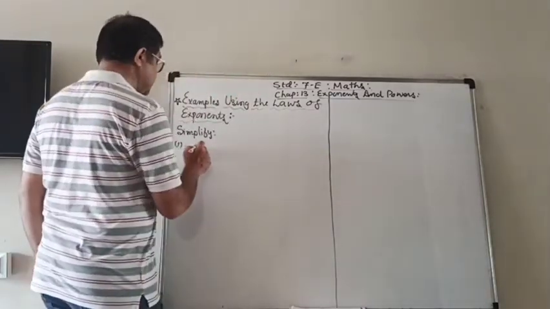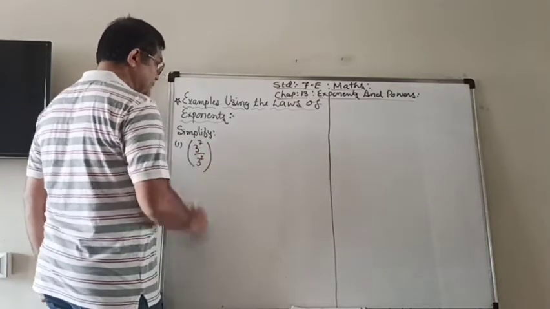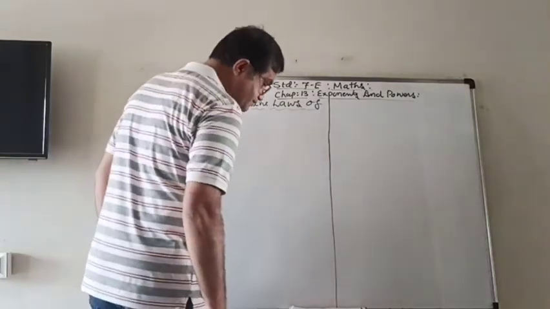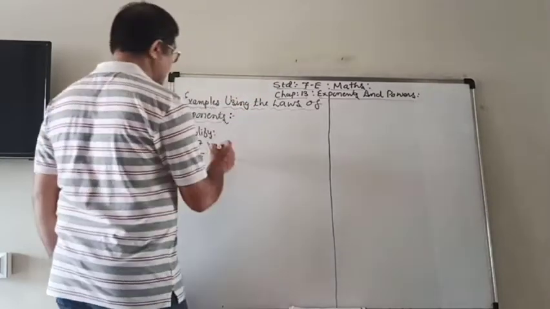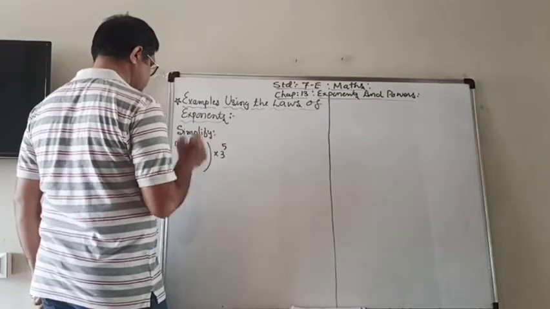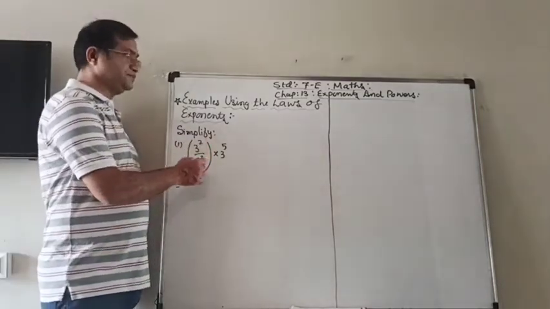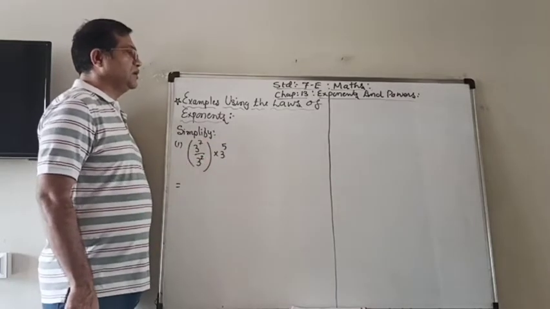3 raised to 7 divided by 3 raised to 2 multiplied by 3 raised to 5. Now here you can see that when there is a division, we know the law.